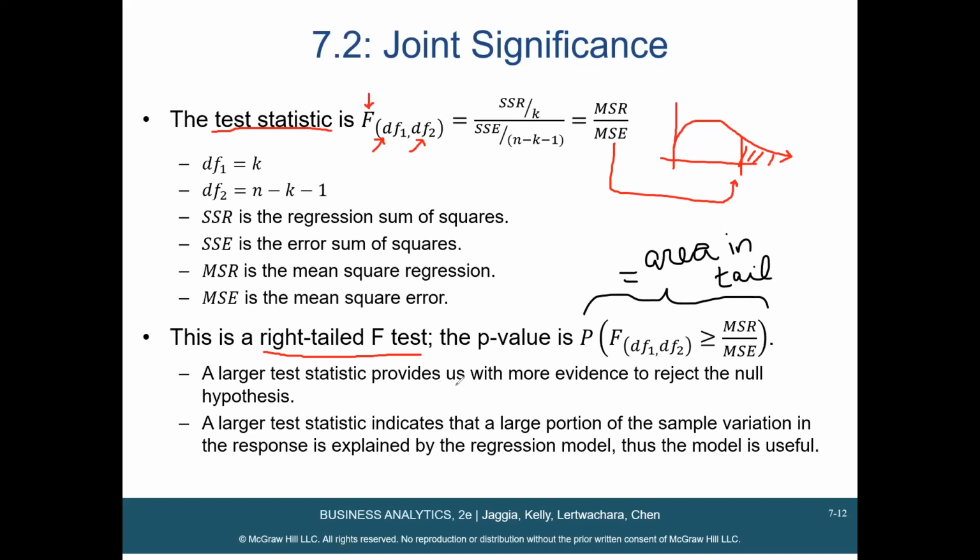So a larger test statistic provides us with more evidence to reject the null, and it indicates a larger portion of the sample variation is explained in the response. And by the way, the p-value you're going to get is going to get smaller, right? So the further out this goes, the smaller the area in the tail, right? Because what you get in Excel is the area in the tail. You actually get the p-value. All right.